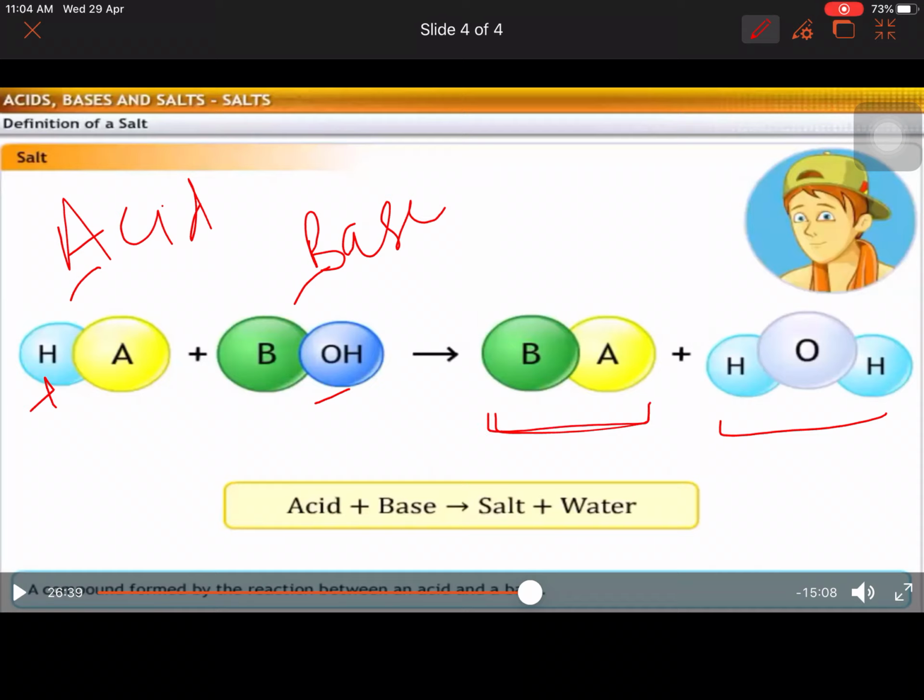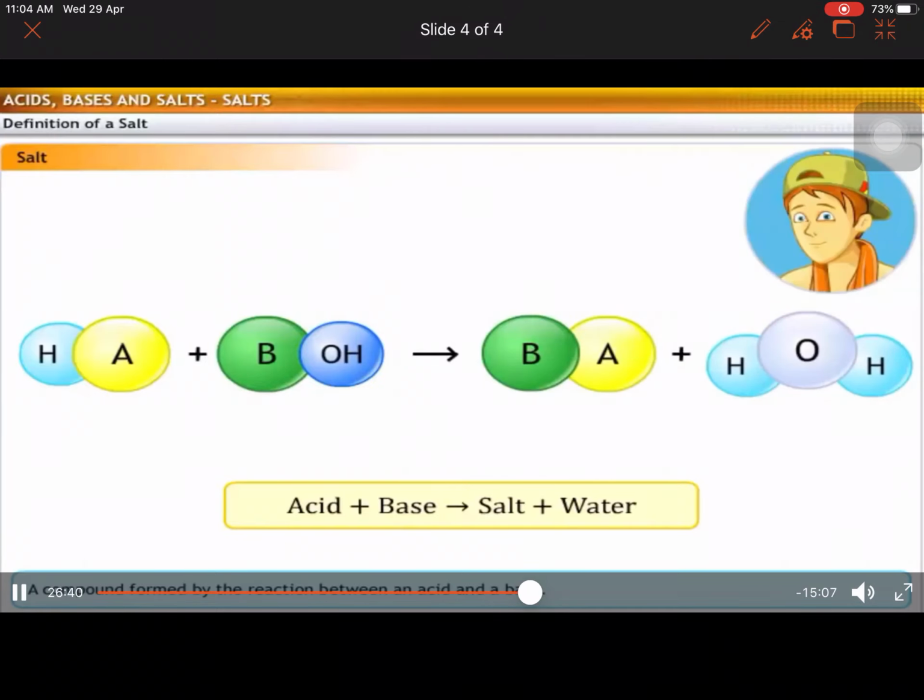And this metal, this water. For example, I am taking HCl plus NaOH. They become NaCl plus water, H2O. Na is the metal, that means this was the base. This was sodium, B. B means base and Cl means acid, A. So that can be written as a general formula: HA plus BOH gives BA plus HOH, which means water.